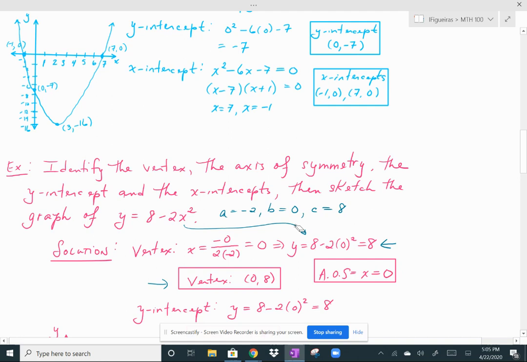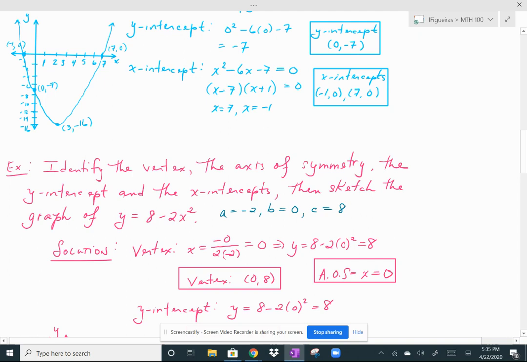So my vertex is (0, 8). Now, I know my vertex is going to be a maximum value, a high point on the graph, because my a is negative, so my graph should be upside down. So always try to keep in mind things that you know to kind of guide you in the right direction.